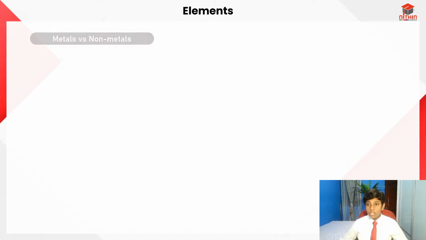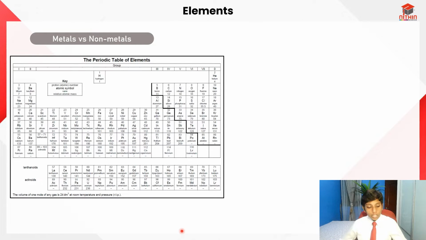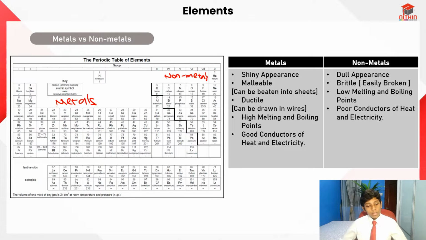Next we have metals versus non-metals. I told you that I'll be going more in depth with this using the periodic table, right? Do you still remember? So these are all metals on the left side, and these are non-metals on the right side. Here I have created a table for you to see clearly. Metals have a shiny appearance, while non-metals have a dull appearance.